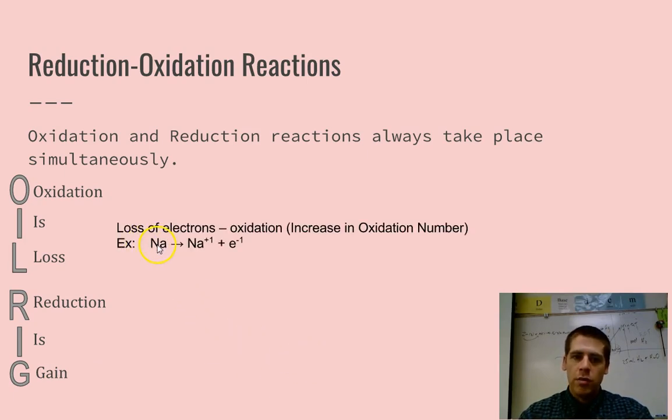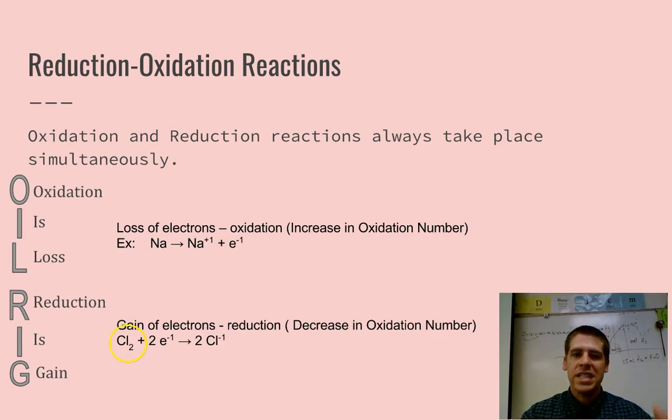If sodium transfers from solid sodium to ionized sodium, it's losing an electron because it forms a positive one charge. That loss of an electron means that it's getting oxidized. If we look at chlorine, it's gaining electrons. It goes from neutral to -1. So that's reduction. So in this case, sodium is getting oxidized and chlorine is getting reduced.